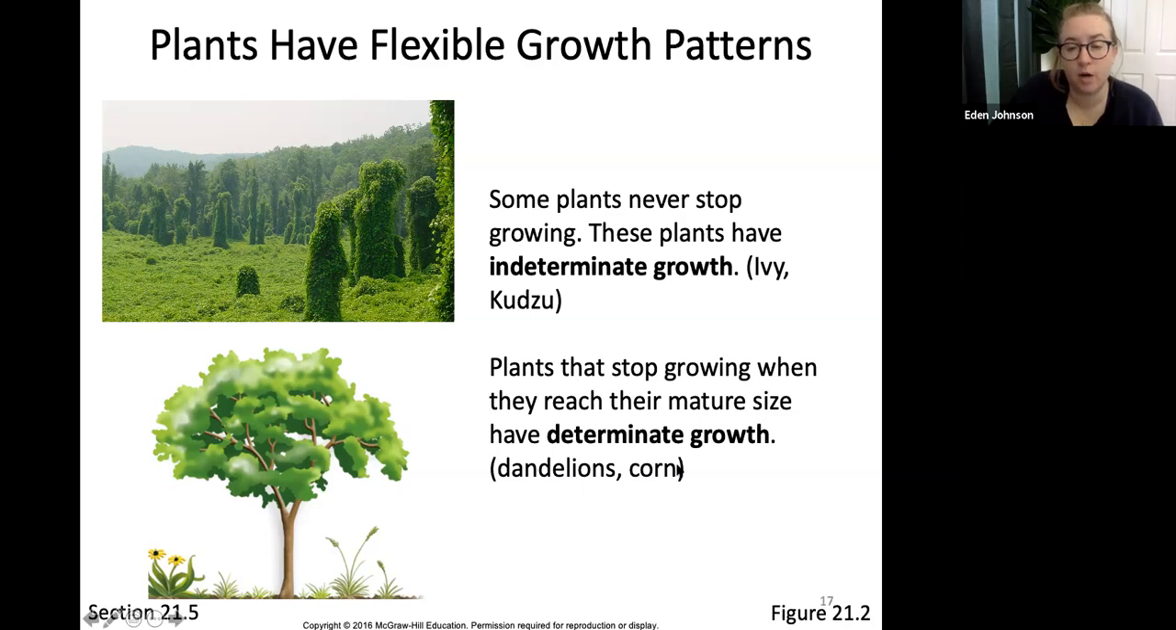So determinate growth is when you have this plant coming to an end. It physically cannot grow bigger than a certain size. Versus indeterminate growth, they're never going to stop growing if there are enough resources. Kudzu, you see all over the South.